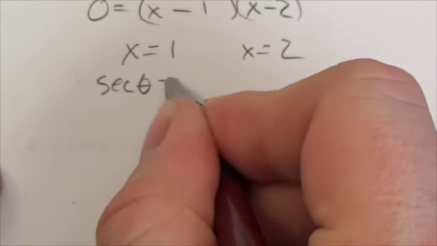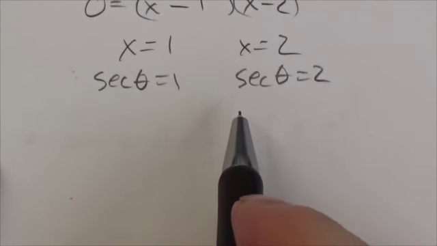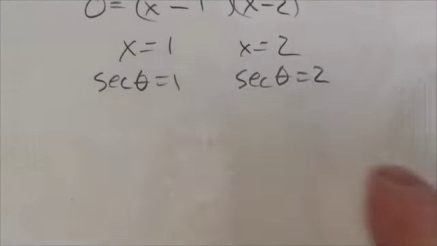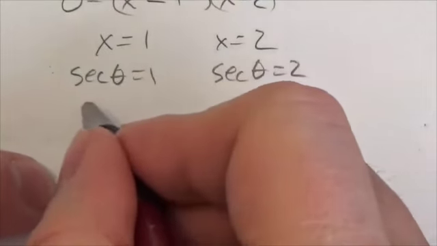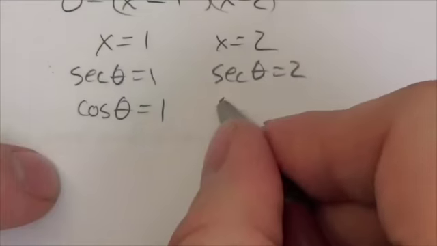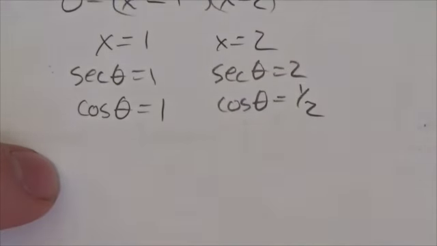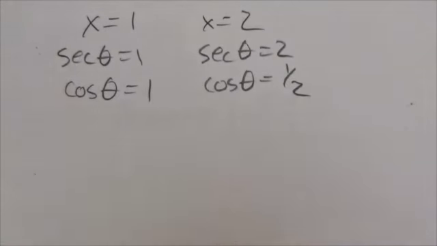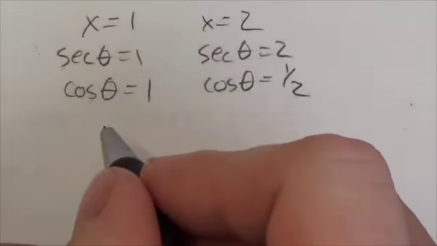At this point, I can replace x with my secant. And now I look at these guys and I think, I don't really want to work with secant. I would rather work with cos. So I'm going to reciprocate both sides. But the reciprocal of 1 is just 1, so that's easy. And then the reciprocal of 2 will be 1/2. Okay, now, here are little trig equations here that I've solved before here. We got cosine going to 1.